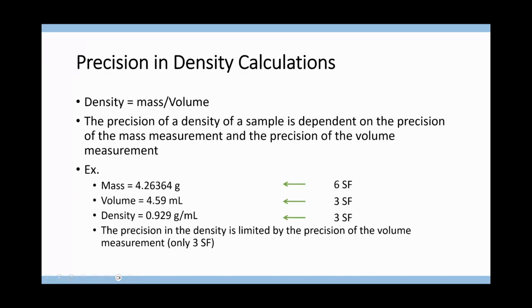The precision of density in calculations is dependent on the precision of the mass measurement, and the precision of the volume measurement. So if you measure an object's mass to be 4.26364 grams, that has 6 sig figs, and the volume to be 4.59 milliliters, which has 3 sig figs, then you report density with 3 sig figs.